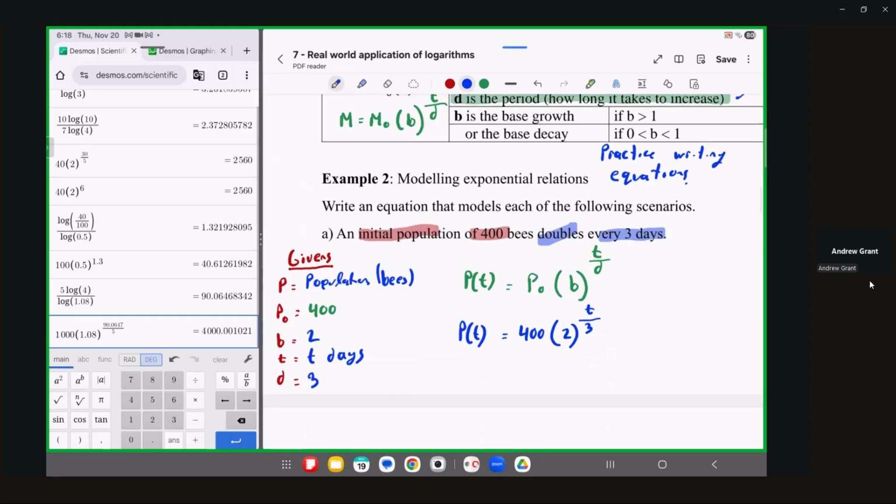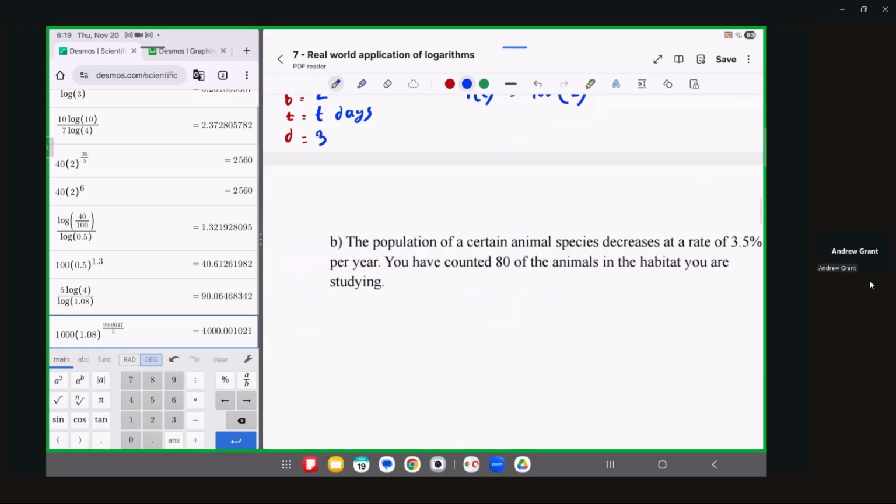But essentially, this is what the equation looks like. So after 3 days, you would expect the number of bees to double. So if t happened to be 3, then we would have, say, 800 bees. And after 6 days, you'd expect it to double again, so it would go to 1600 bees and so forth. Okay, so these are what the equations can look like.